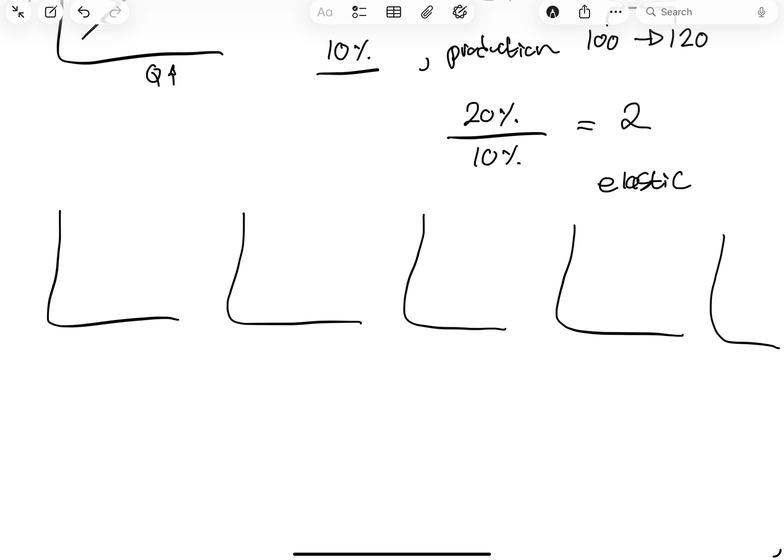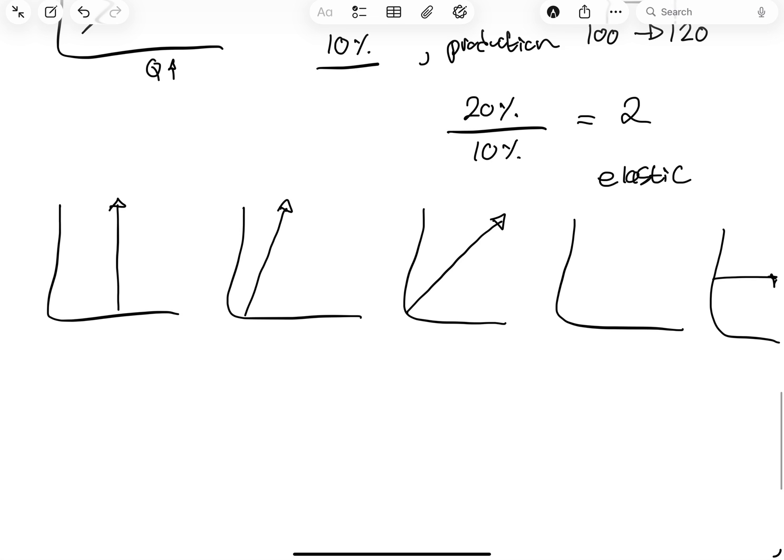But the difference here is our graphs are just flipped. So our unit elastic line now looks like this. It's an upward sloping line rather than a downward sloping line. Our perfectly elastic line is going to look the same, it hasn't changed. Our perfectly inelastic line is going to look like this. Once again, similar. However, where you do see the difference is your inelastic line, which is going to look like this, and your elastic line is going to be a little bit flatter. It's going to look like that.